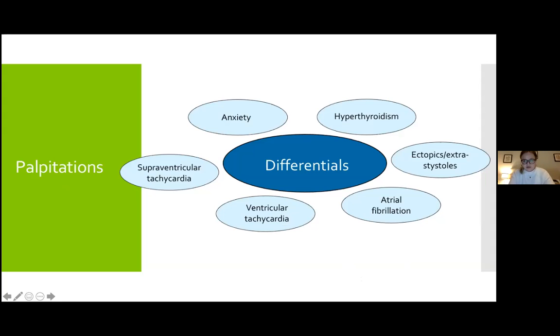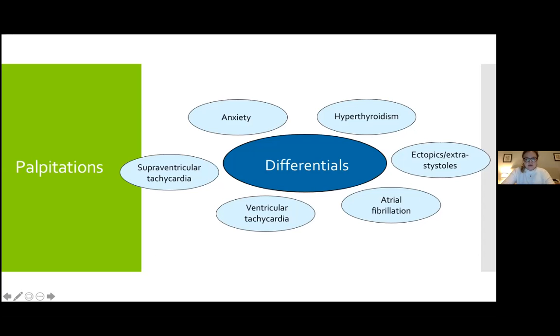Okay, I realise I've talked for a while. So the differential, there's many different differentials for palpitations. Your arrhythmias can cause it, like your SVT, VT, AF, and your ectopics. And then there are other causes like anxiety, hypothyroidism. You can just get physiological as well, though I've not put that on there. And rare causes like pheochromocytoma, which can cause sinus tachycardia.